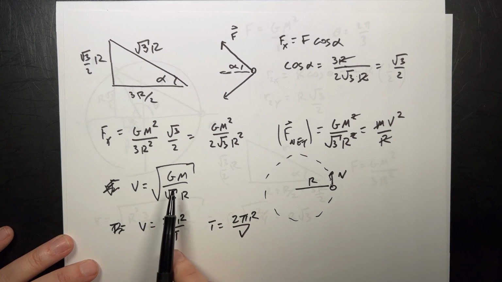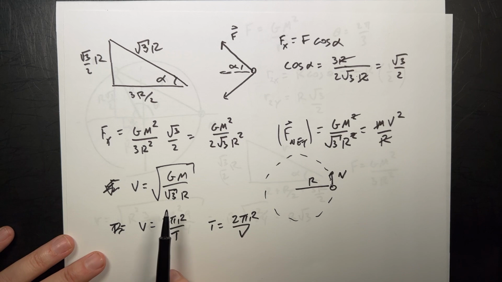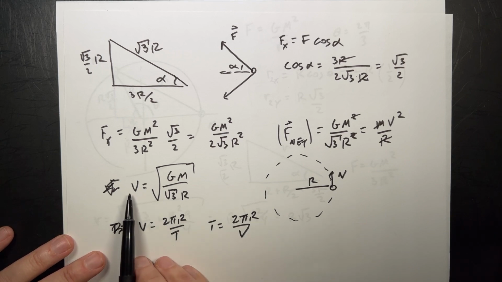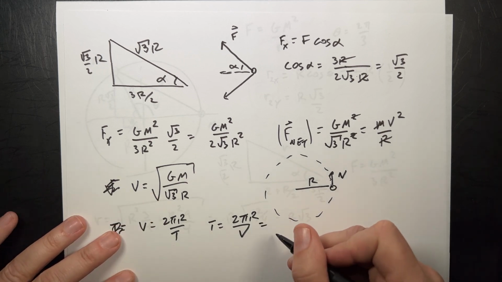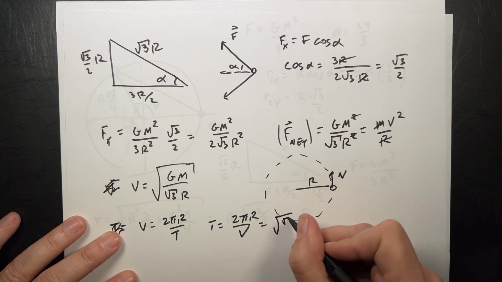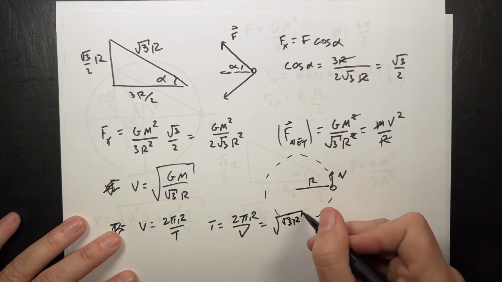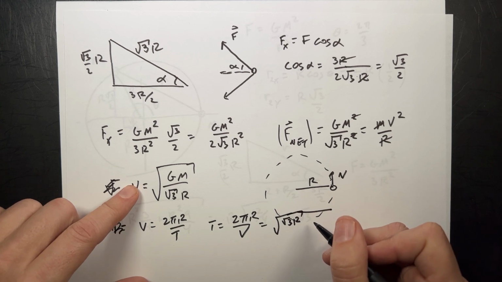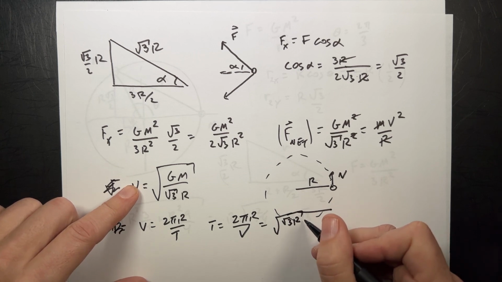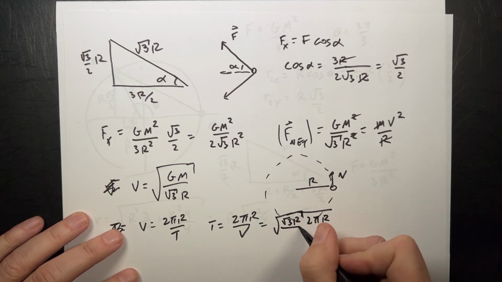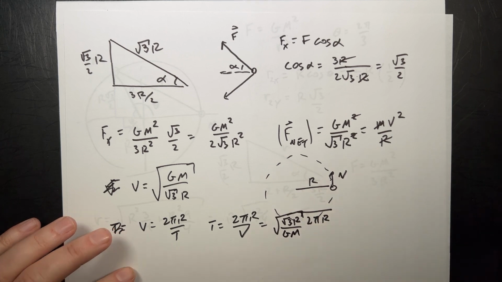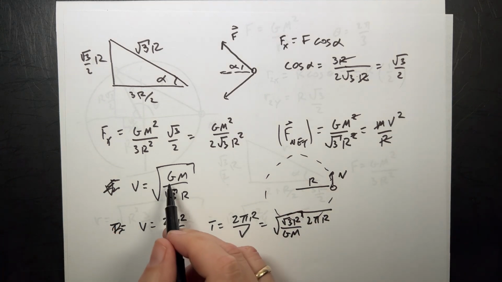Oh, one thing I should do is check the units. I didn't check the units for this because I know it's right, but I'll show you a unit check too. I'll make sure that v is correct. So all I have to do is put that in for v, and I get the square root of 3r times 2 pi r over Gm. And that's my period. So how do I know this is the right one?